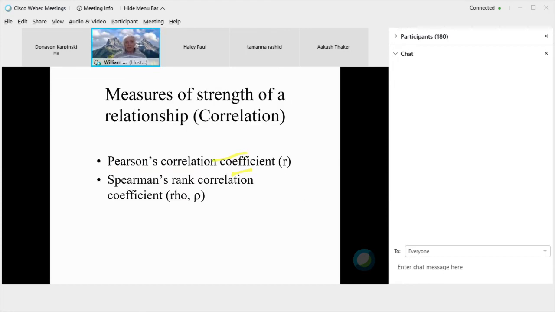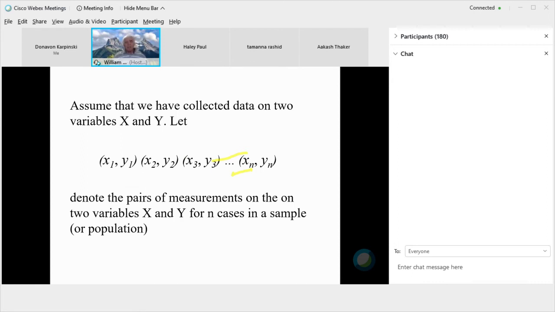Measuring the strength of relationship, correlation. There are two statistics that measure that: Pearson's correlation coefficient, R, and Spearman's rank correlation coefficient, rho. So you've collected data on two variables, x and y. You can have the summary statistics that describe x: mean, variance, standard deviation, and so on. You can also have the summary statistics that describe y. Now we're going to look at statistics that measure the strength of the relationship between x and y.